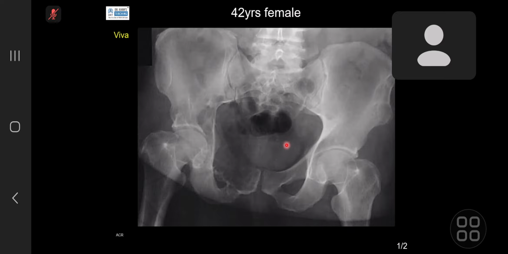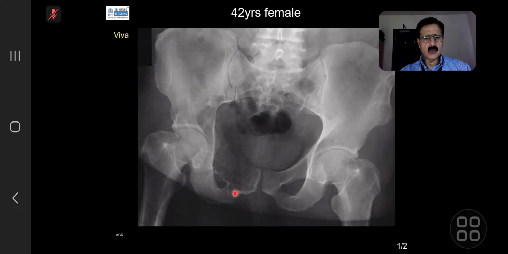So the conclusion, I have got solitary expansile lytic bony lesion. My differential diagnosis for this, it could be due to metastasis, especially if the patient is known case of malignancy. Other differential diagnosis, it could be due to multiple myeloma. Okay. Now, this patient is 42 years old.